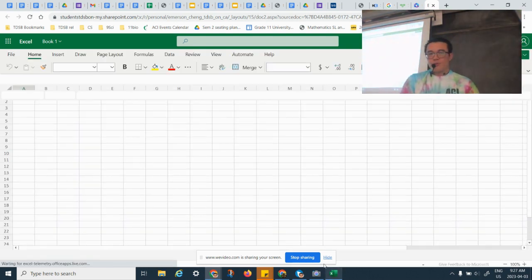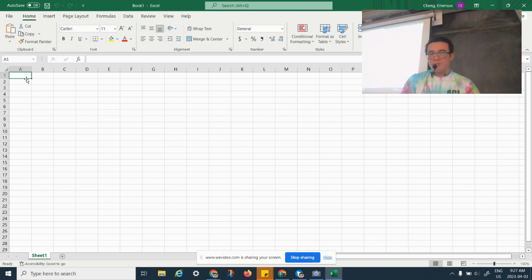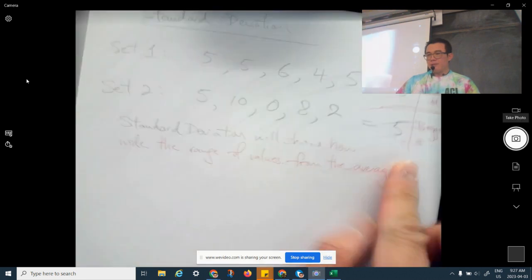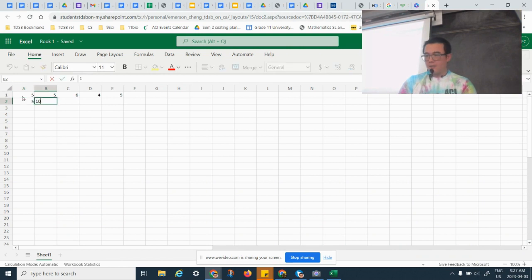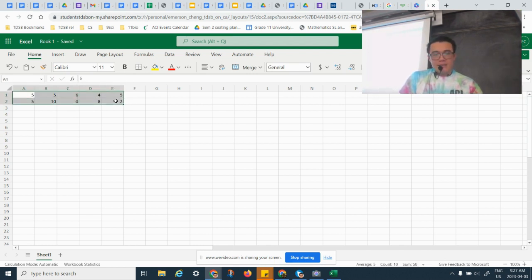Now I'm just going to use this one that is on my computer. It's a little bit faster. So let's just say I'm going to use this set of numbers. Okay. So set 1, I have 5, 5, 6, 4, and 5. And this one here, 5, 10, 0, 8, and 2. Okay. One nice thing about Excel is this.